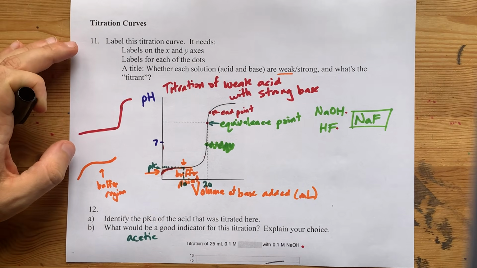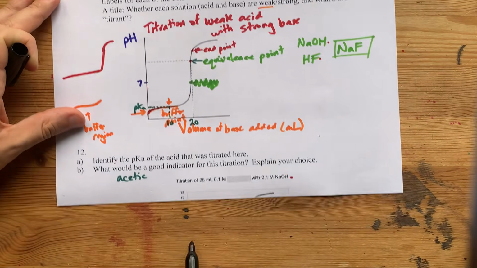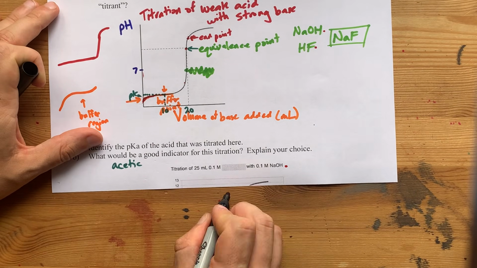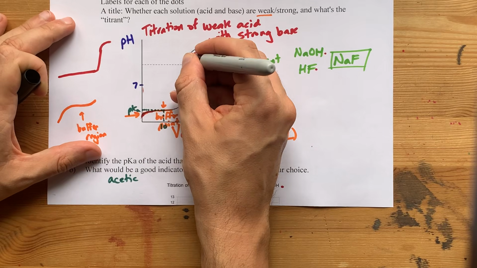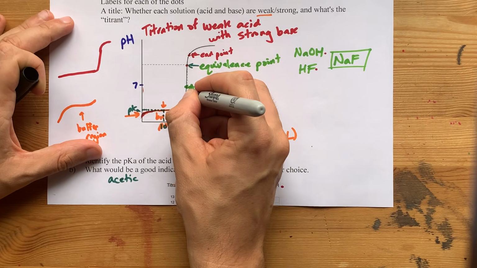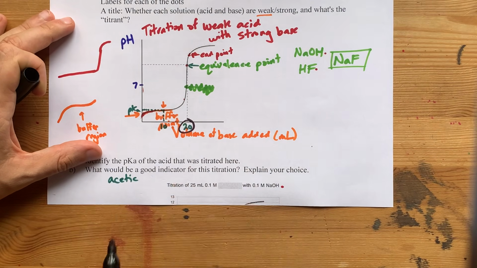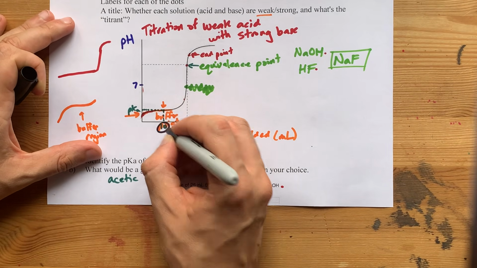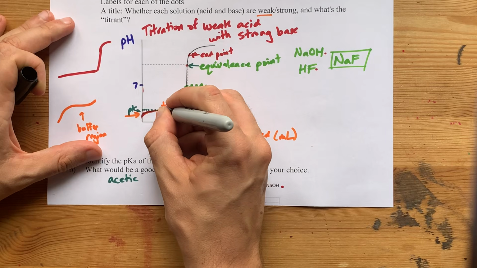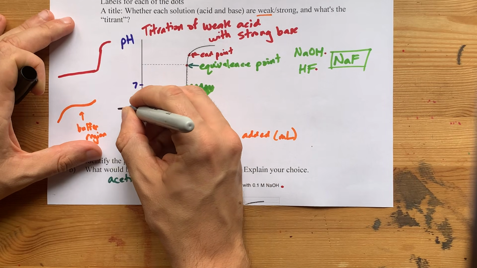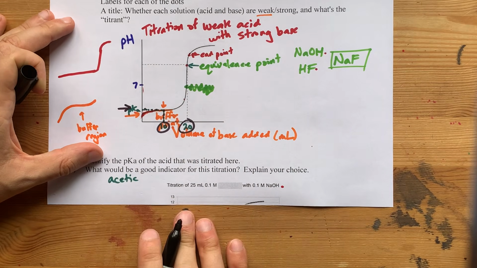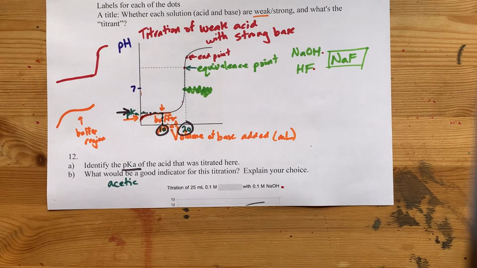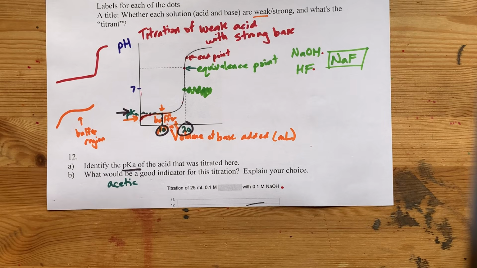But go find the point on the S part of the curve that is halfway to equivalence. Find the vertical portion of this curve, draw a dotted line for yourself, see what the volume is. Then go to the volume that is half that amount, see what the pH was at that volume. That's the pKa. Then you can look it up in the chart. Where did my chart go?